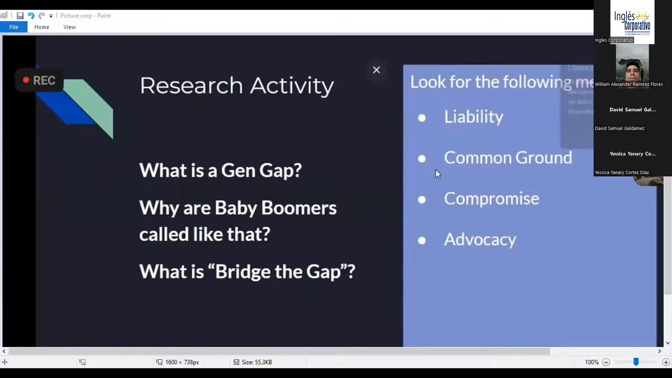Compromise, and the other one was advocacy. Okay, we have all of them. Let me share with you. The definition of a compromise is when two sides give up some demands to meet somewhere in the middle. An example of compromise is a teenager wanting to come home at midnight while their parents wanted them home at 10. They end up agreeing upon 11 p.m. Okay. And advocacy means taking actions. Yes, thank you, William.